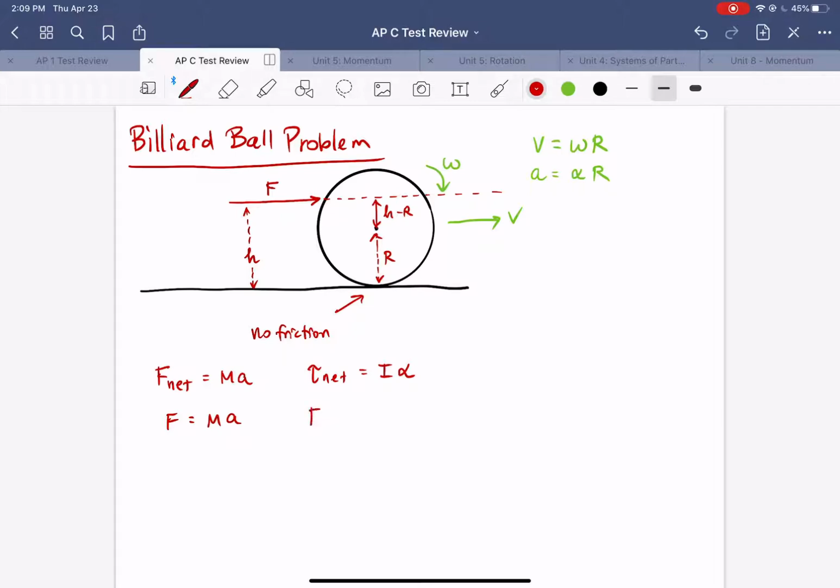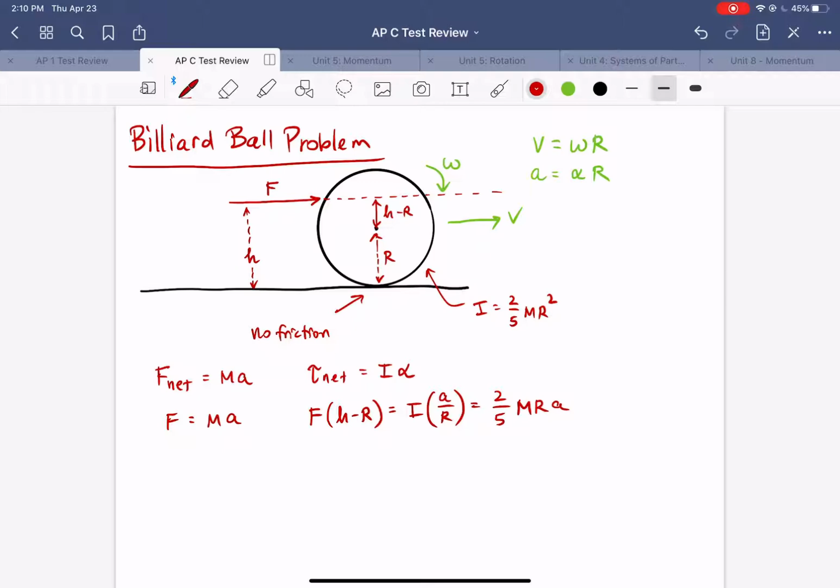So the torque is going to be the force multiplied by that distance from the center that we just determined was h minus r. That is equal to I multiplied by alpha, which is the same as a divided by R. All right, so let's put in something specific for the moment of inertia. Let's say this is a sphere, so the moment of inertia is 2/5 m r squared. That would make this 2/5 m r squared, but then I have a divided by R, so that gets rid of one of the factors of R, and I end up with this.